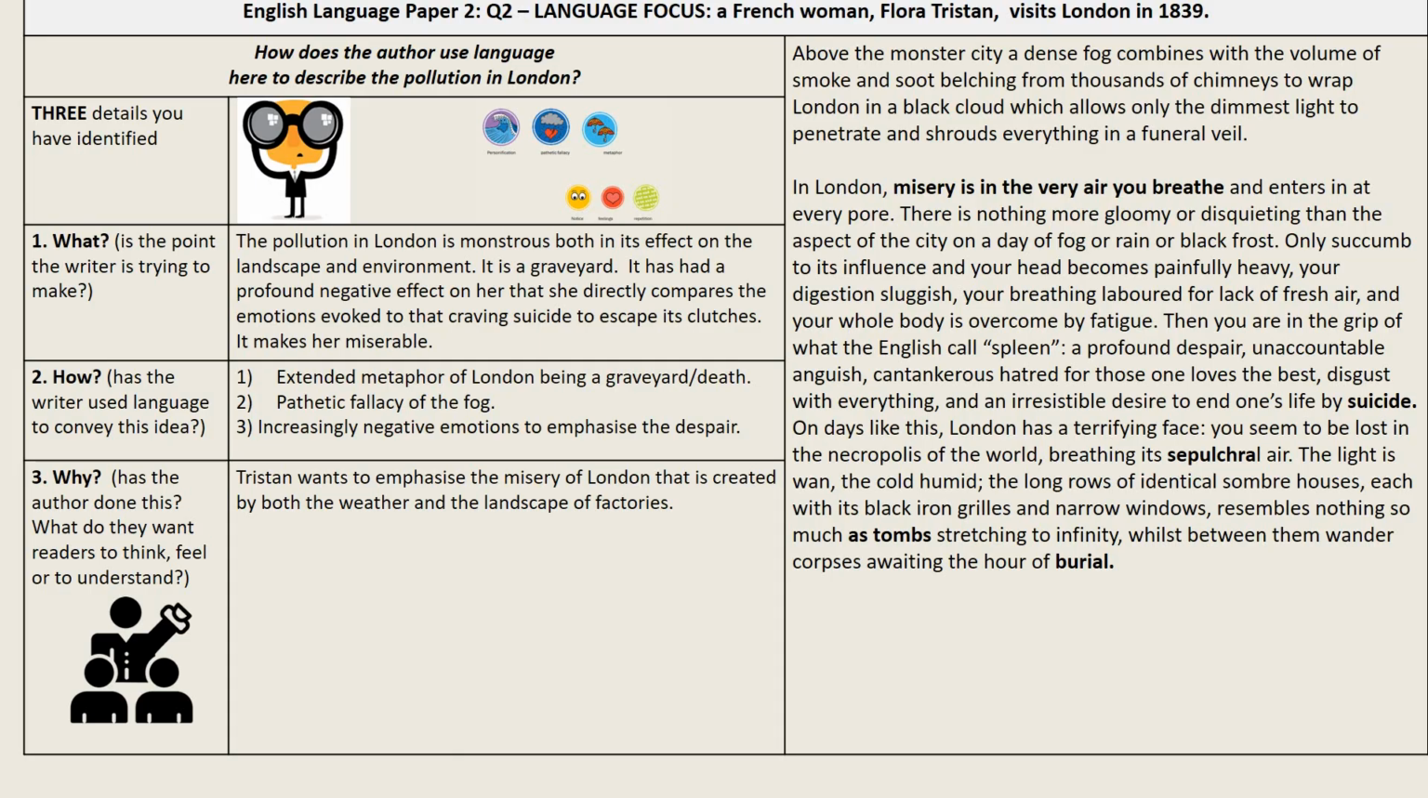So have a look. How does the writer use language to describe pollution in London? What are they trying to say? What tools and techniques have they used? Why have they done that? What is the overall impact? Have a go at that in your notes.